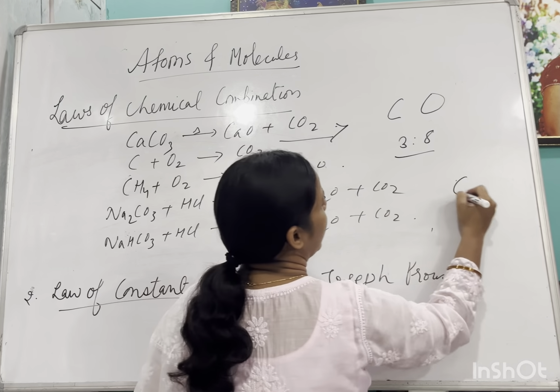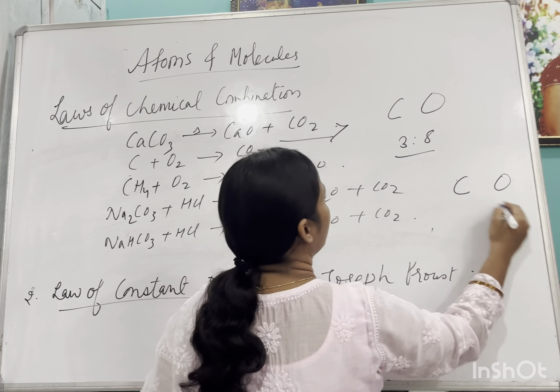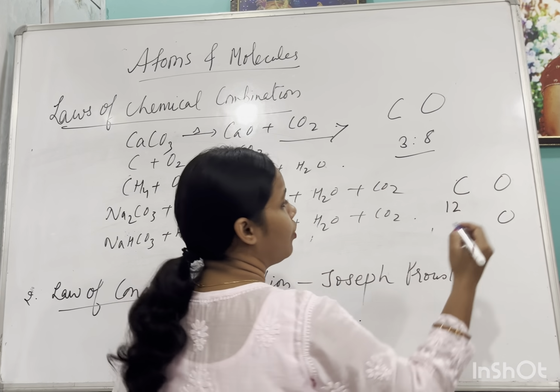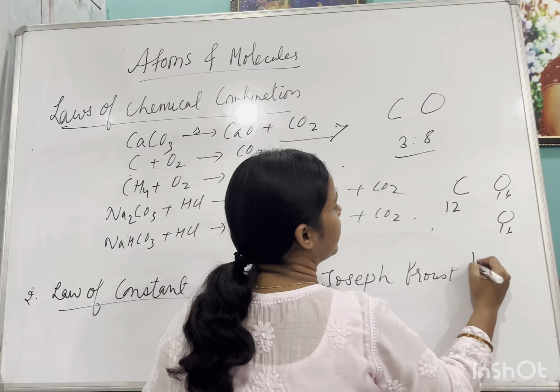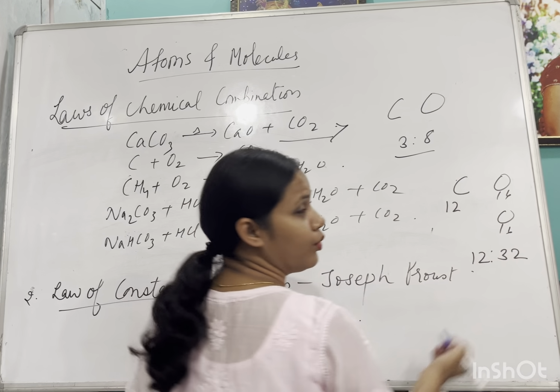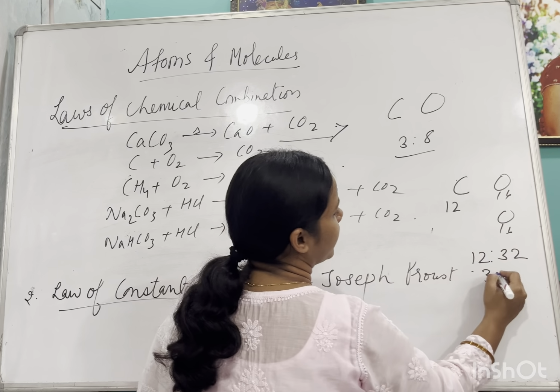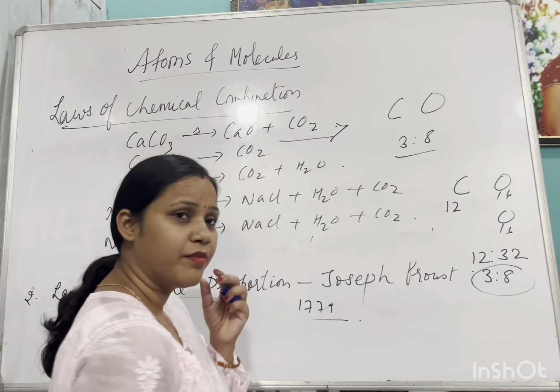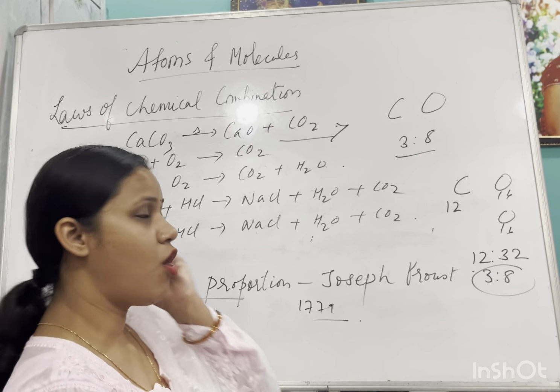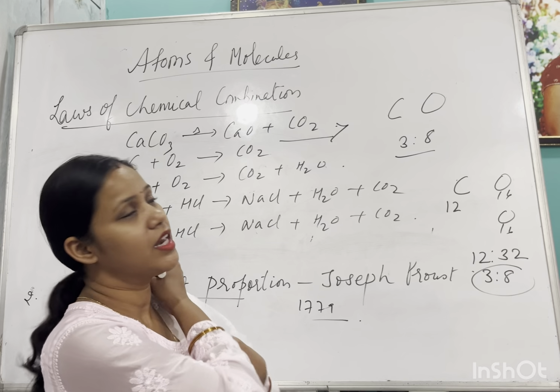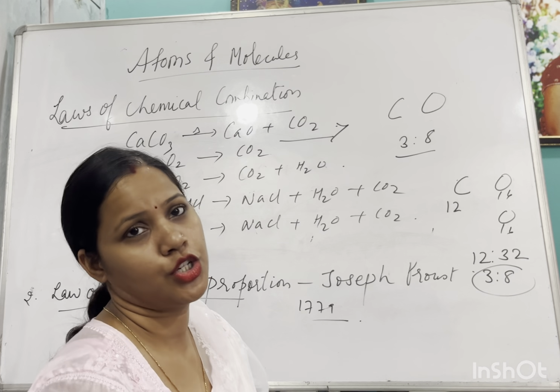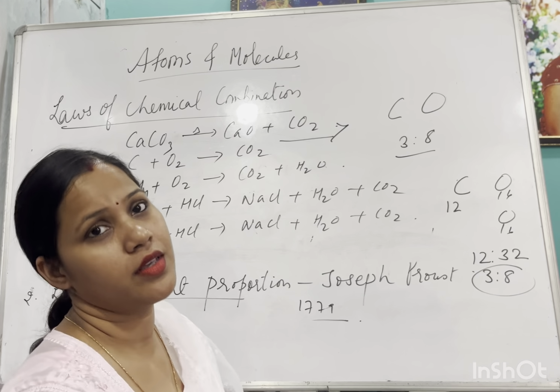Here we have carbon, oxygen and oxygen. The mass of 1 carbon is 12, and 2 oxygens are 16 and 16. That means the ratio is 12:32, and if we simplify, we get 3:8. That means whenever carbon dioxide is formed, it will always have the same elements present in a fixed ratio by mass, no matter what the source is.